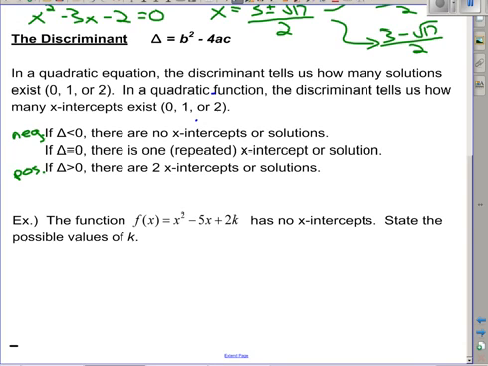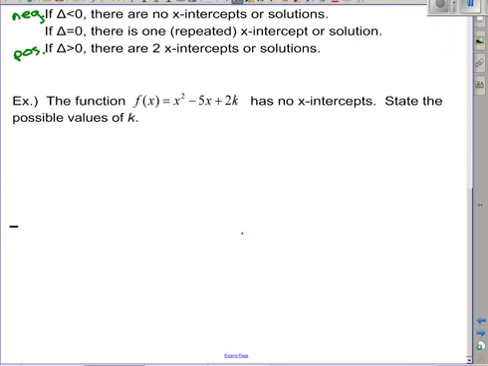All right, so the function f of x equals x squared minus 5x plus 2k has no x-intercept. State the possible values of k. Sometimes people get confused here because you've got your x and your k. You should really try and figure out what the question is telling you and what it's asking you for. You want to find the values of k. And it said there are no x-intercepts. So no x-intercepts means that the discriminant is negative.